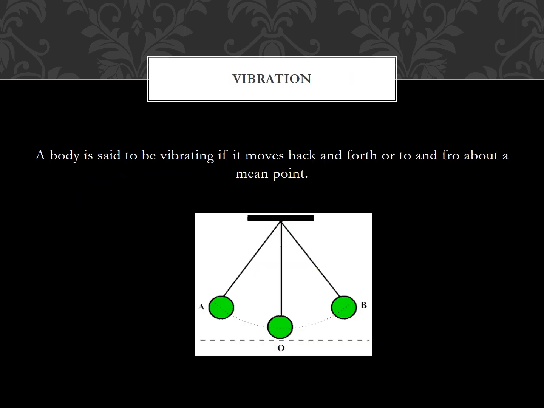Now I am going to refresh your knowledge and tell you about vibration, which is key to understanding simple harmonic motion. A body is said to be vibrating if it moves back and forth, a to and fro motion of a body about its mean position. As you can see in the example of a simple pendulum, the pendulum starts vibrating about its mean position O.